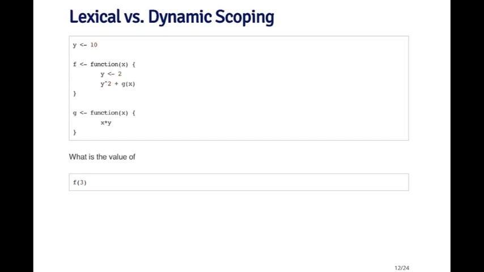So here I'm assigning the value of y equal to 10, and then I'm creating a function f, which takes as an argument x. And then it assigns y equal to 2, it squares y, and then adds g of x. So what's g? g is another function which takes as argument x, and it multiplies x times y. So in the f function, y is a free variable, and g is also a free variable. So the g function is not defined inside of f, nor is it an argument to f. And then in the g function, the symbol y is a free variable. And so the question is, if I call f of 3, what gets returned?